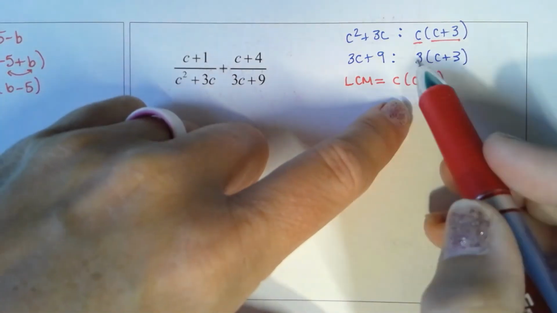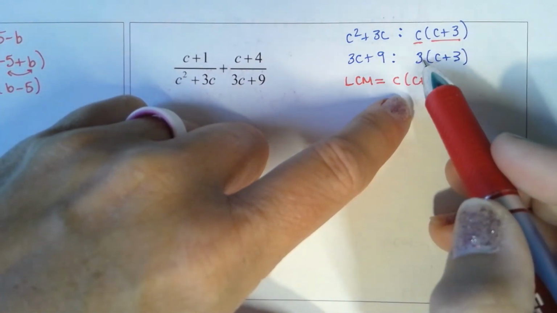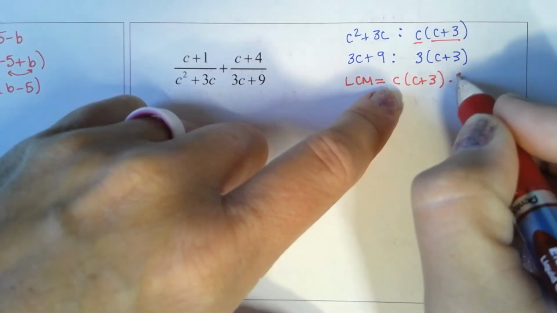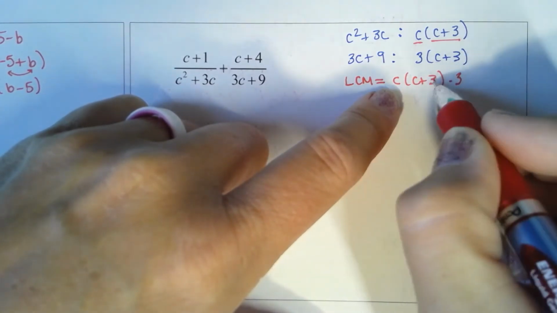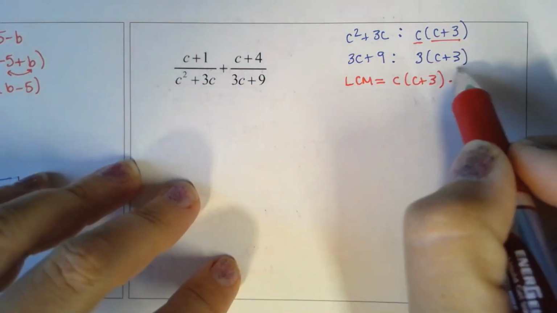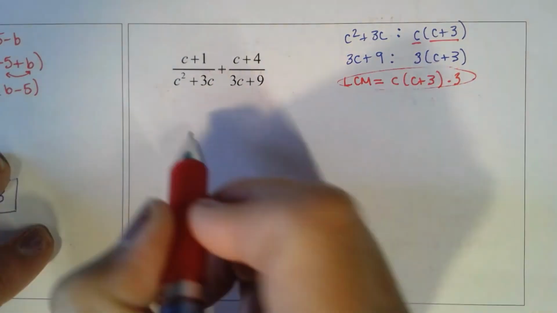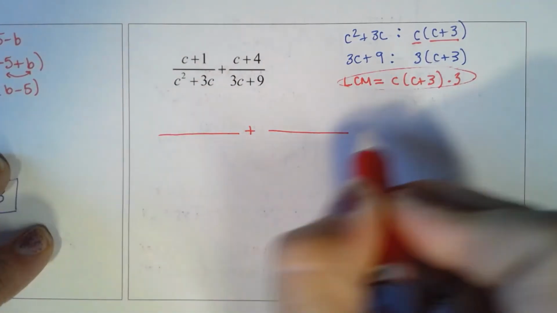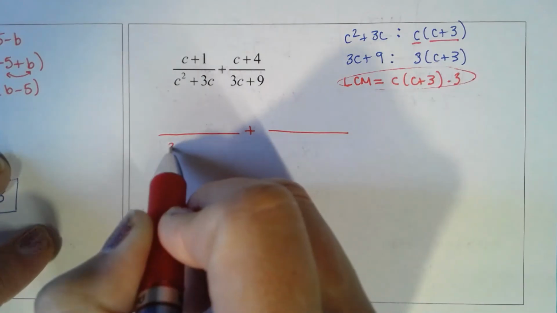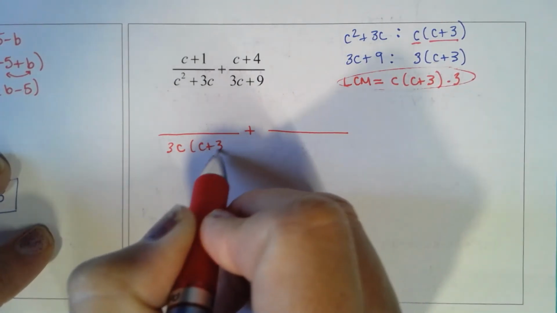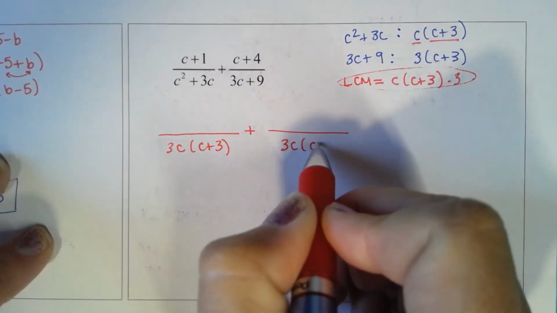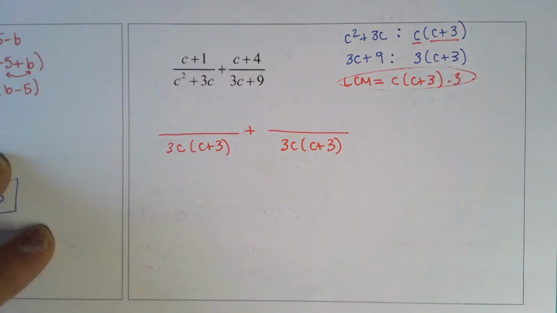And I need everything from the second denominator. So I need the 3, which is not on my list yet, and the c plus 3, which is already on my list. So my common denominator is 3 times c plus 3. I just rearranged the order.